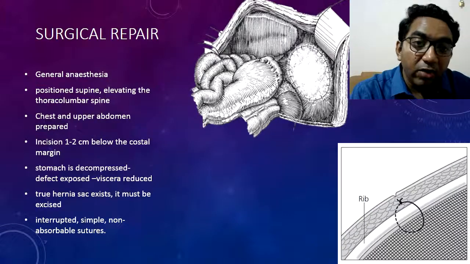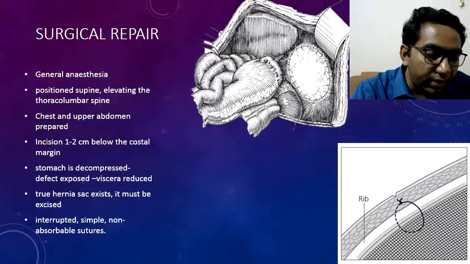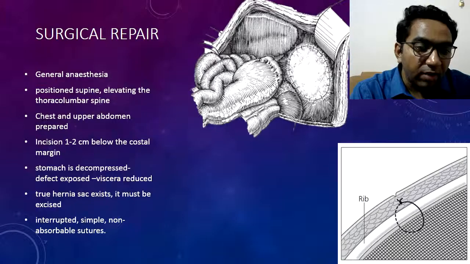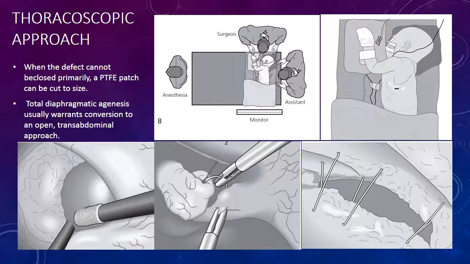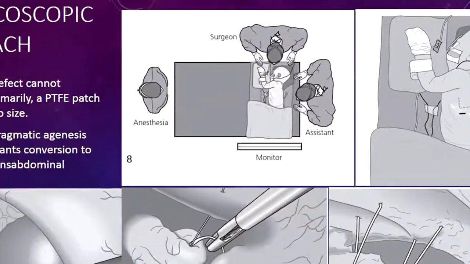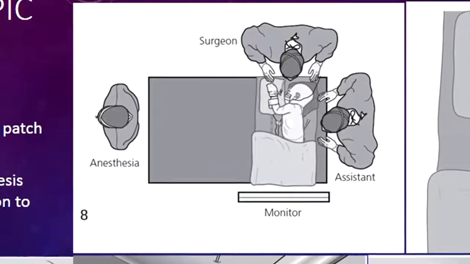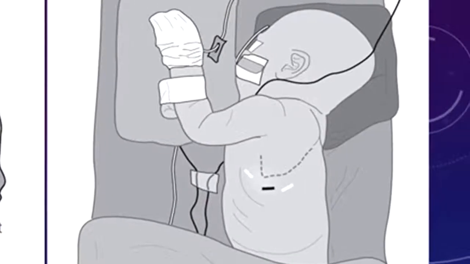Sometimes there may not be enough posterior lip, only rib will be there. So in that case, we have to take sutures like this from the mesh towards the rib. That is regarding the technique. The thoracoscopic approach can also be done. When the defect cannot be closed primarily, a PTFE patch can be cut to size. These are the positions of the surgeon, assistant, monitor, and anesthesia in case of congenital diaphragmatic hernia.